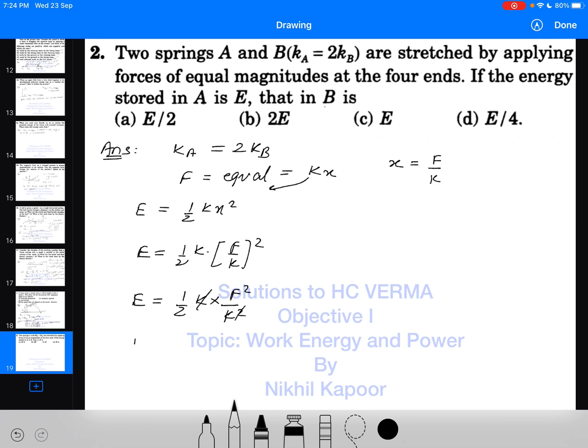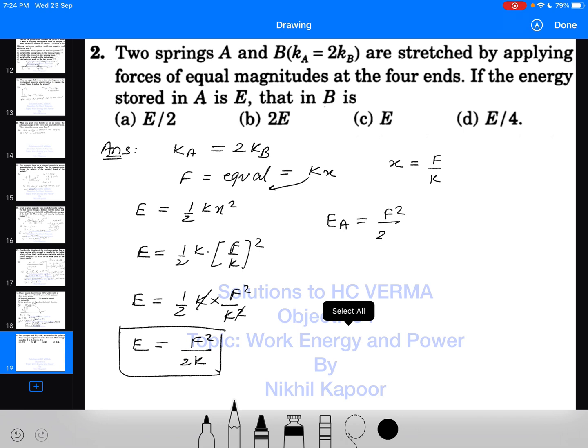So this k cancels. So energy stored in the spring when F force is applied would be F square upon 2k. So energy stored in spring A will be equal to F square upon 2ka, and energy stored in spring B will be equal to F square upon 2kb.